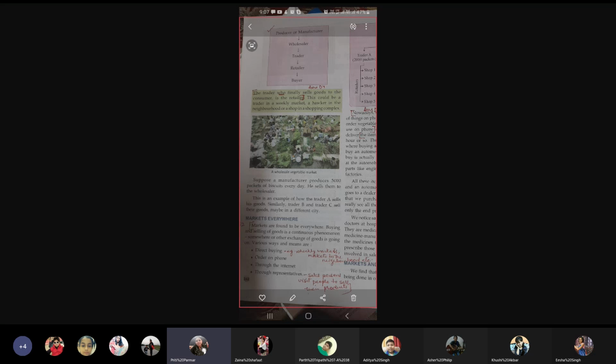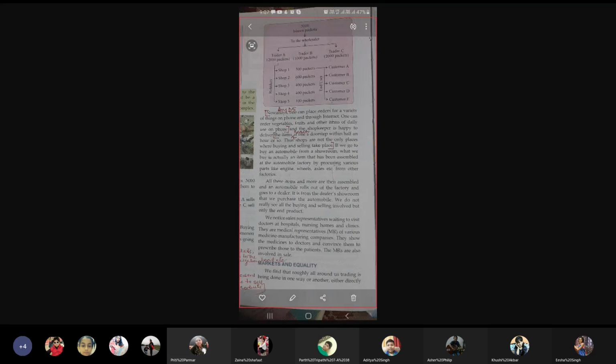Nowadays, one can place order for a variety of things on phone and through internet. So now you all know that nowadays, especially, you would have seen the shop or the general store from where mama buys the things for the month. The entire things are brought, and many times she doesn't have to go also.